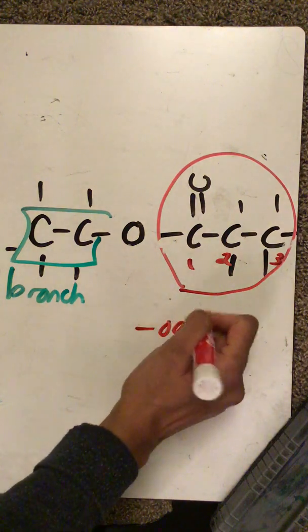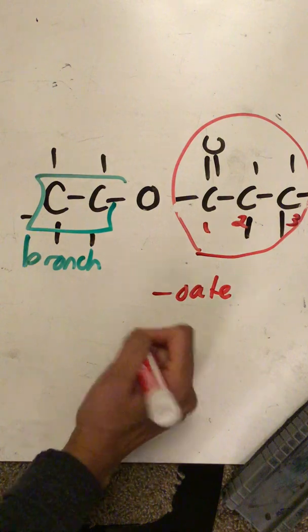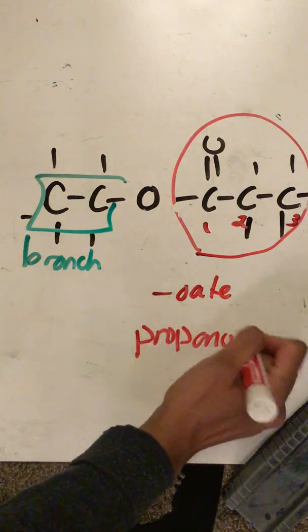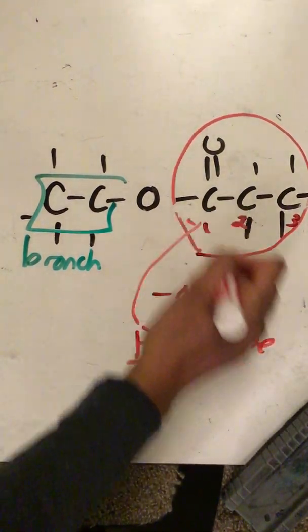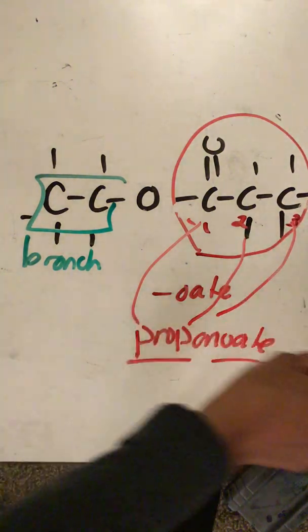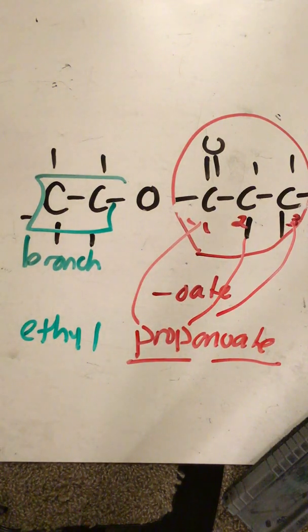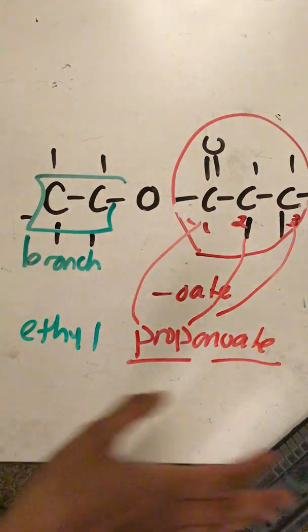The ending is oate. So guess what? The parent chain is called propanoate. Propan for the 3 carbons, oate because it's an ester. The branch is going to be ethyl. There we go. Ethyl propanoate. That's how you do it. Okay, I hope that helps.